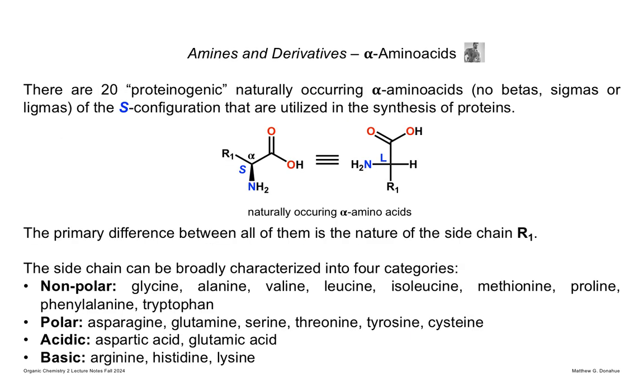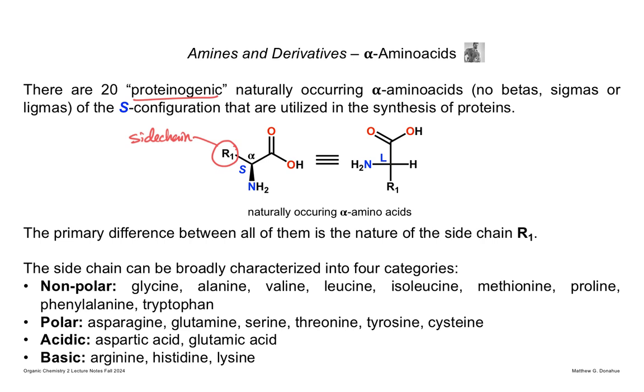So alpha amino acids, there's 20 proteinogenic, so those are naturally occurring alpha amino acids. There's a couple more that are more rare, but there's normally 20. And as we said, alpha is the carbon next to a carbonyl. So alpha amino acid. And the way that the 20 of them differ is this side chain here, R1. The naturally occurring amino acids have the S stereochemical configuration.